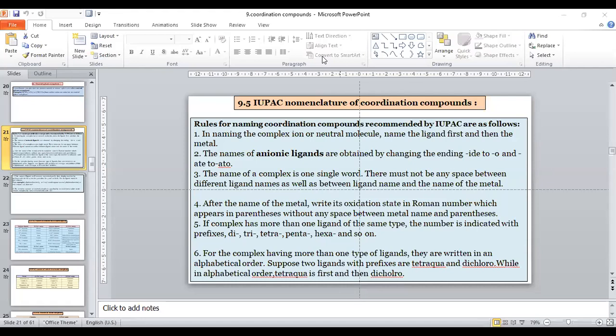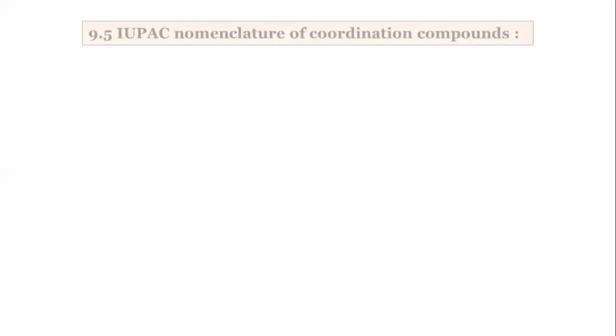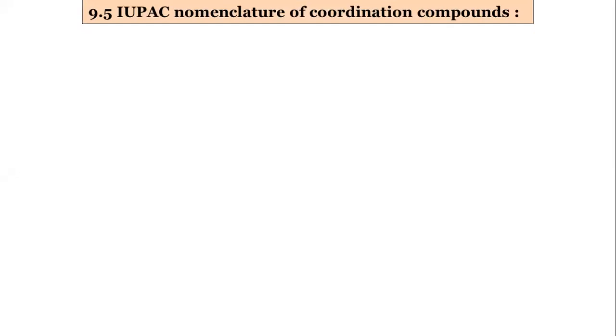We will do the revision of yesterday's lecture. Yesterday we started the IUPAC nomenclature system of these coordination compounds. There are some rules. These rules are quite different from the IUPAC nomenclature system of organic compounds like alkanes, aldehydes, ketones, carboxylic acids, and amines. So this IUPAC nomenclature system is different.